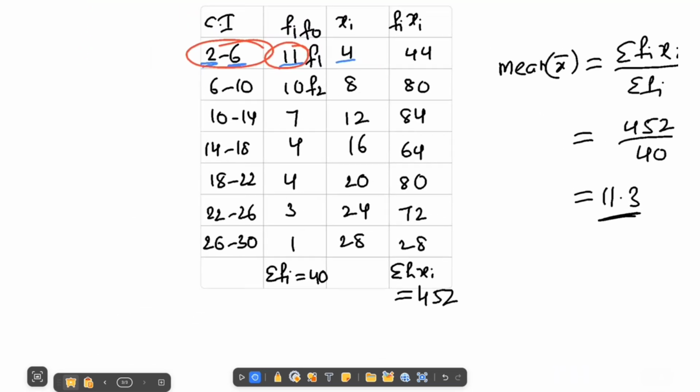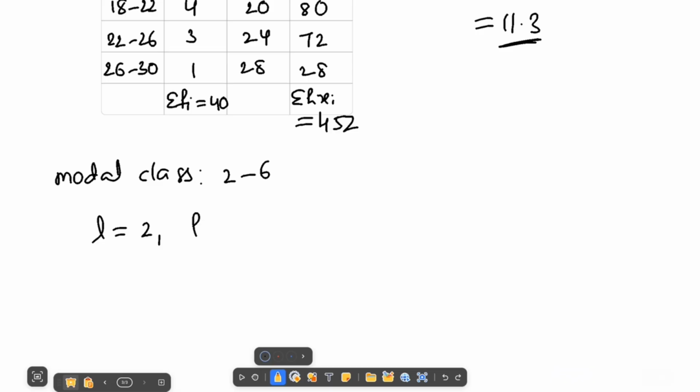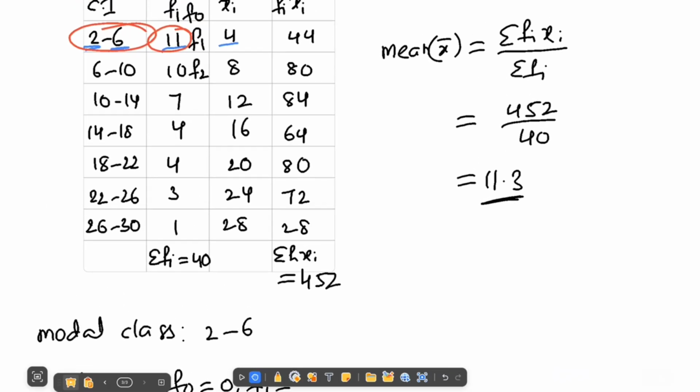So here the modal class is 2 to 6. The lower boundary of the modal class is 2. f0, the frequency of the class preceding the modal class, is 0. f1, the frequency of the modal class, is 11.